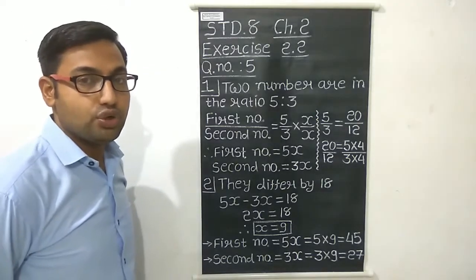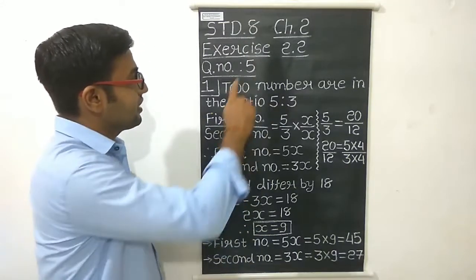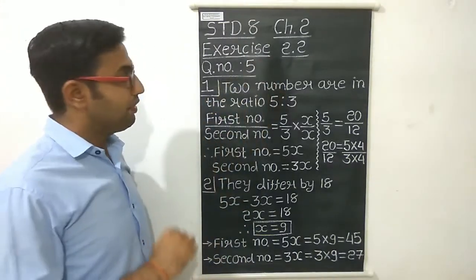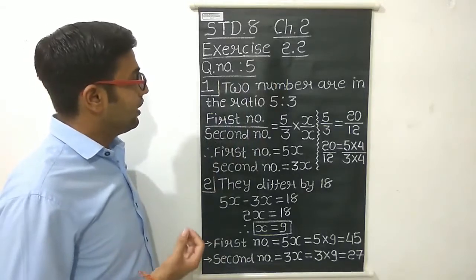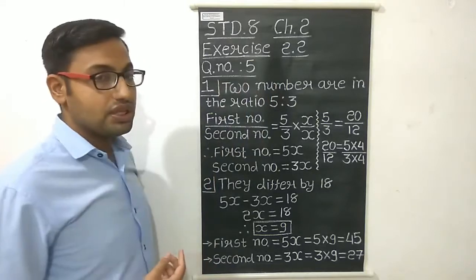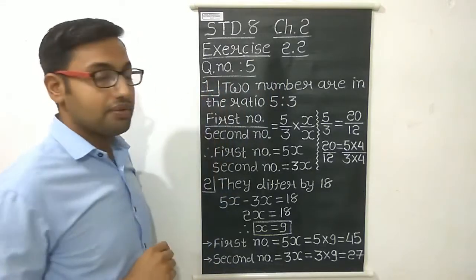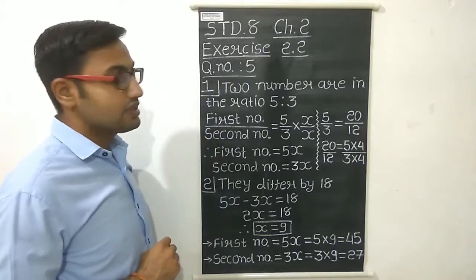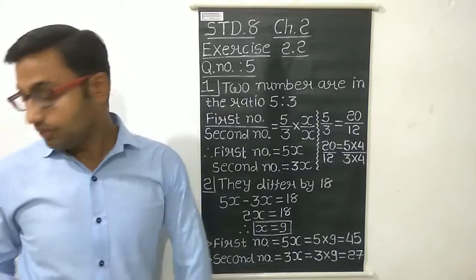Hello students, today we will study more sums of exercise 2.2. In previous classes we have studied up to question number 4. Now we will continue with question number 5. This is the topic of standard 8, chapter number 2, linear equations in one variable. Okay, so what is the question?